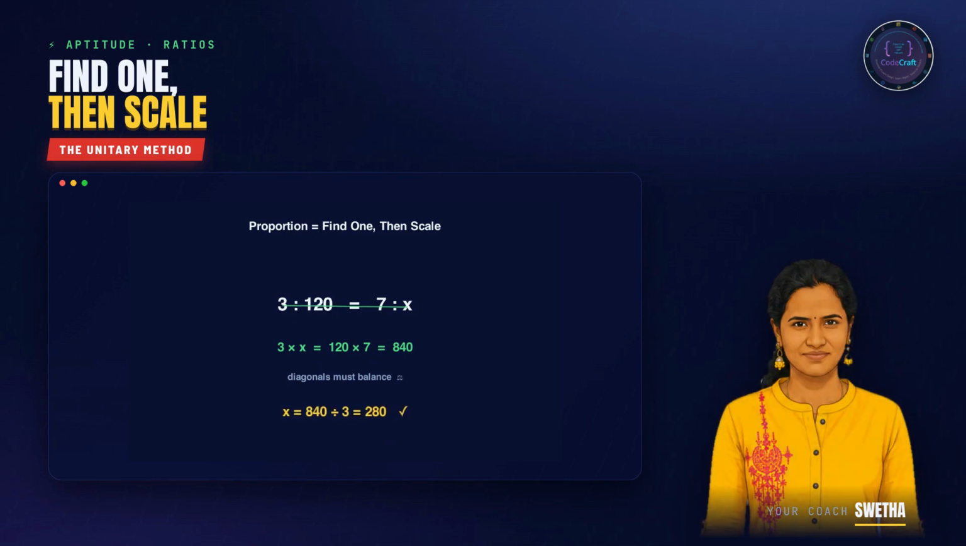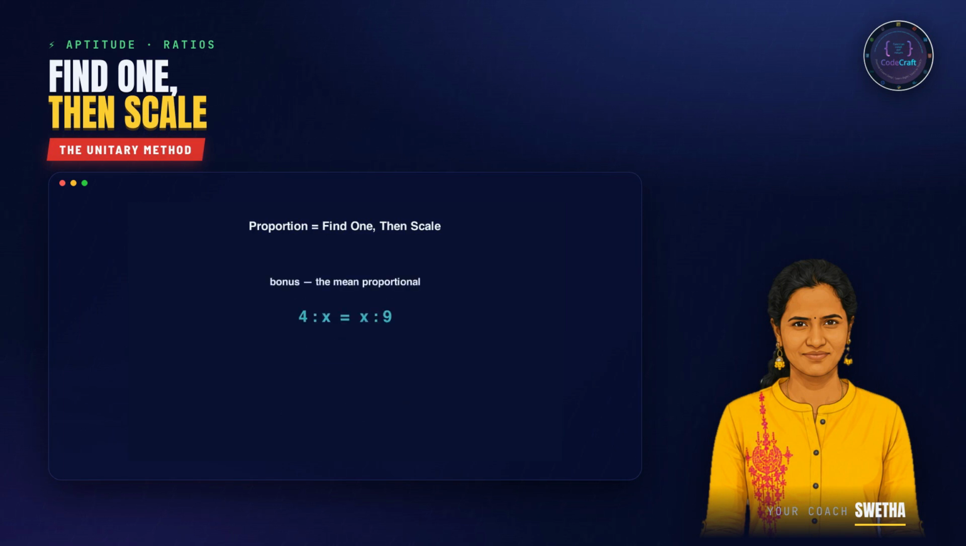Just keep the order consistent. Notebooks on top, rupees on the bottom, on both sides. And one little gem for the tough papers: the mean proportional. If 4 is to x as x is to 9, then x sits right in the middle. It is the square root of 4 times 9, which is 6, the geometric middle of the two numbers. So, find one part, keep the ratio equal, and scaling will never scare you again.